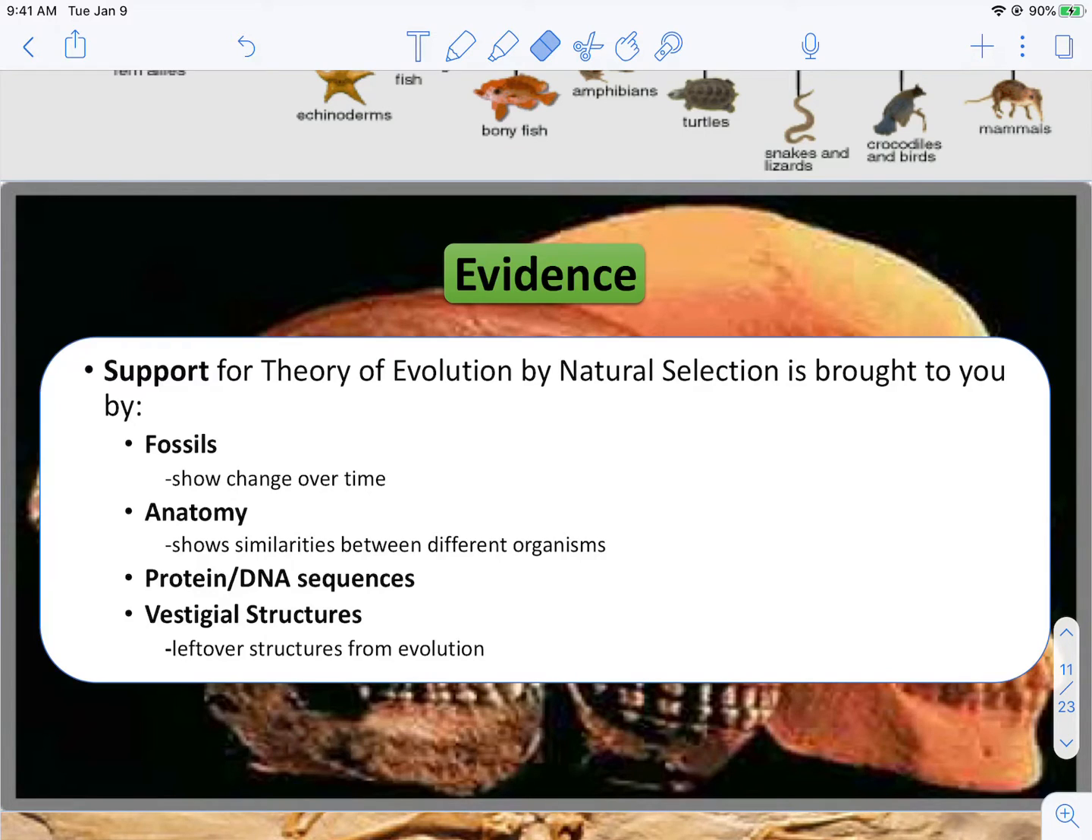So, anyway, where we were was that we had just gotten rid of the anatomy. So, we talked about homologous and analogous and vestigial structures, and then we talked about the protein and the DNA sequences yesterday. Today, we're talking about fossils, which is where bones of dead things become rocks.